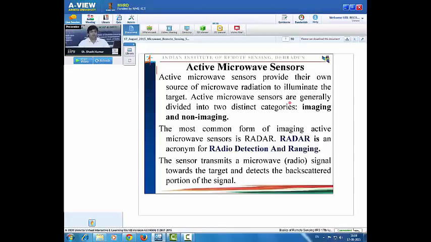When we are talking about active microwave sensors, they can generate their own energy and transmit electromagnetic pulses, and those pulses can be recorded after interaction with the earth object or any object appearing on the surface. These active microwave sensors are again subdivided into two categories: imaging and non-imaging. First we will talk about the imaging sensors, because this lecture is mainly focused on imaging microwave sensors.